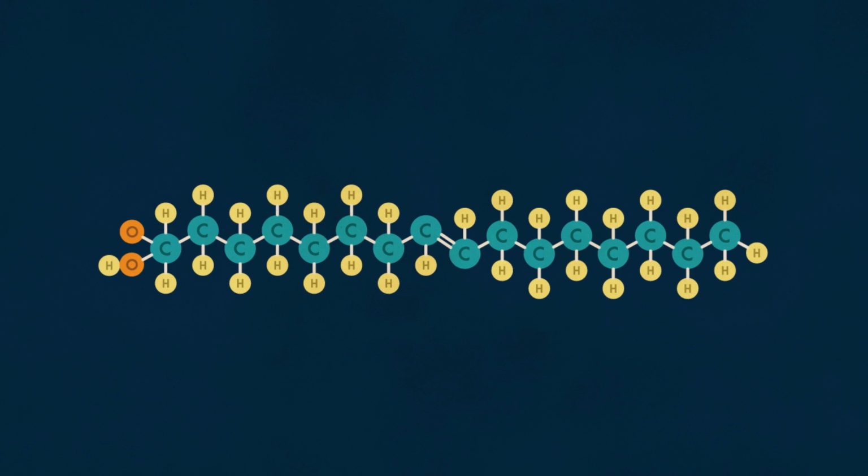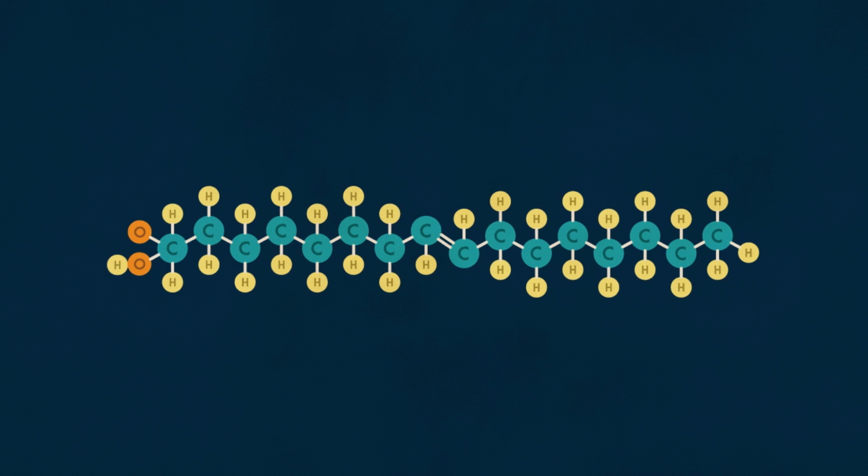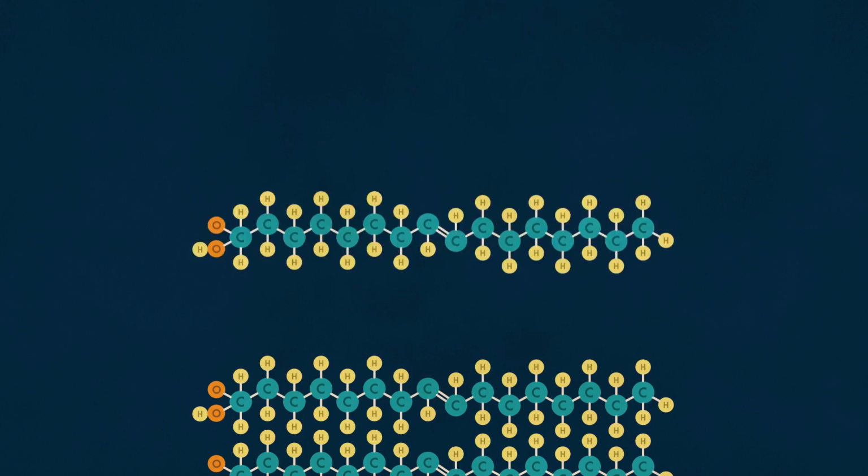This is a trans fat. Don't let its orderly zigzag pattern fool you. This hydrocarbon chain is one dangerous mutant. Because these trans fats are mostly straight, they stack well like saturated fats. And it seems they cause even more problems in your body than common saturated fats.